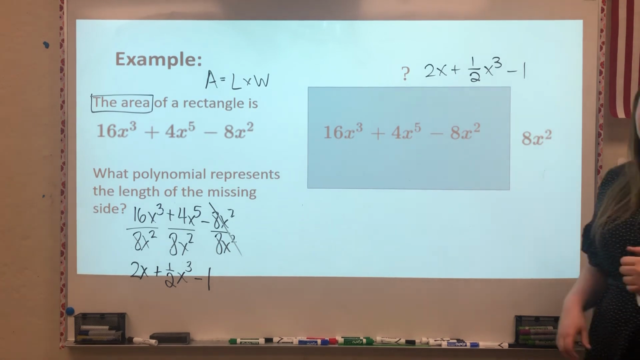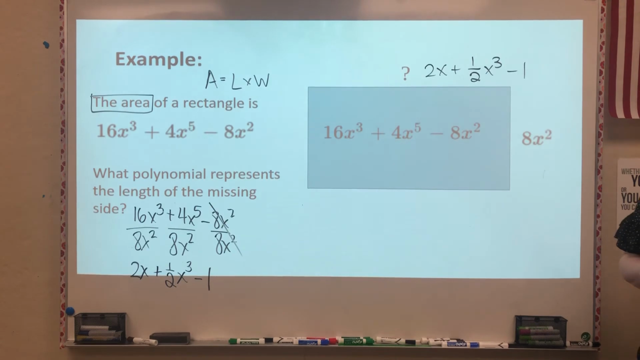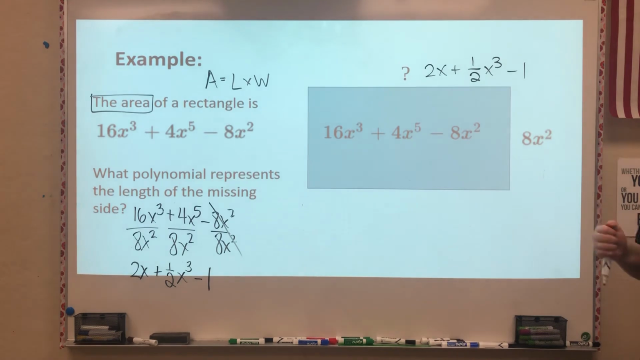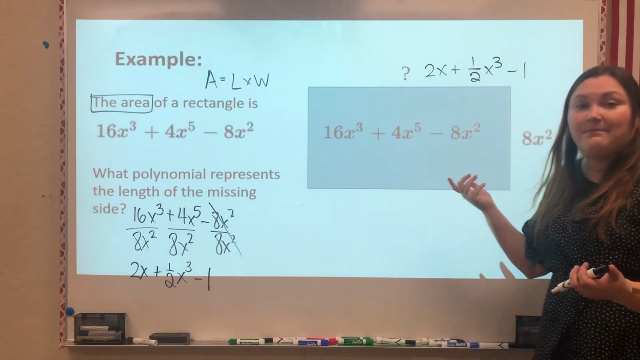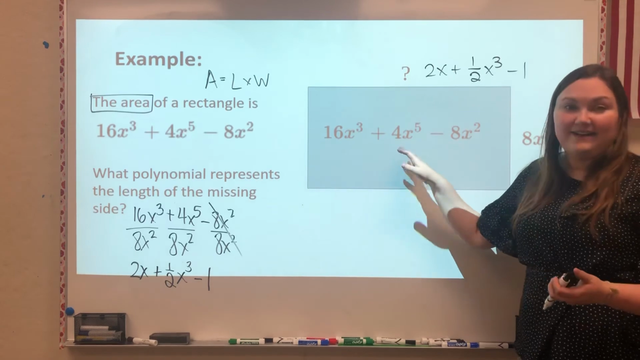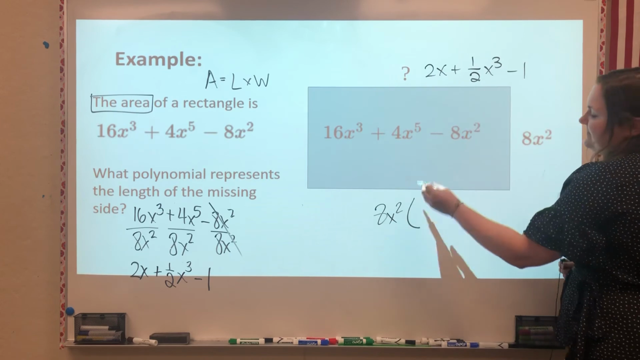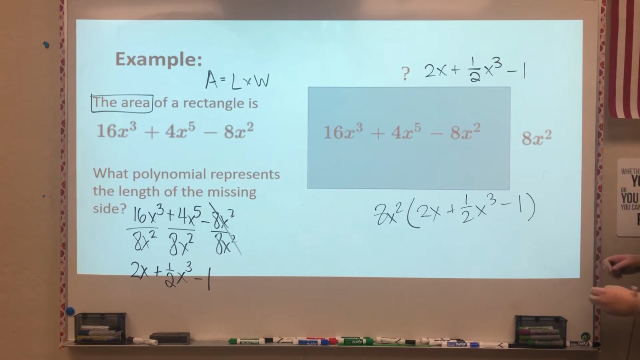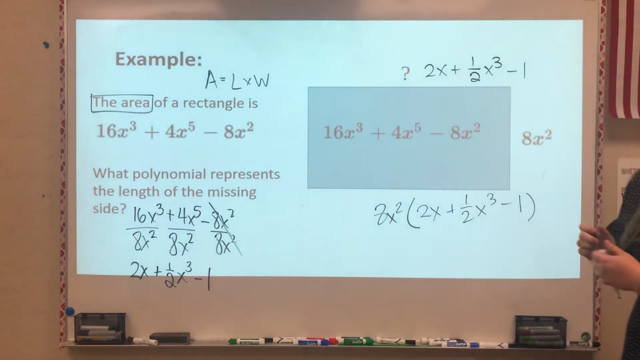Now that is the answer, but I have a question to ask you, a bonus question. What could we do to check that answer? Well, remember what this problem's talking about. It's talking about area. So it's telling me this is the area. I could check by making sure that our length times our width gives us that area. So I could check by making sure that 8x squared times 2x plus 1/2 x cubed minus 1, when I multiply that, I get the area. I've already got it written, so let's go ahead and try.